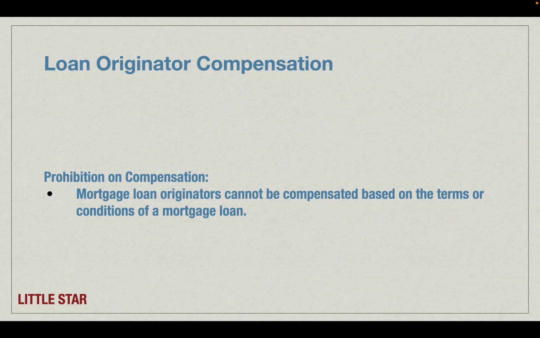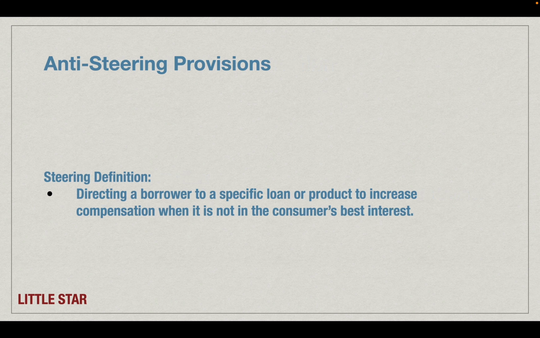This rule helps avoid conflicts of interest and ensures that the originator isn't pushing certain loan features just to increase their compensation. The anti-steering rule prevents lenders from directing borrowers to specific loan products to increase their own compensation, especially when it's not in the borrower's best interest. This ensures that borrowers are getting the loan that's best for them, not just the one that benefits the lender.